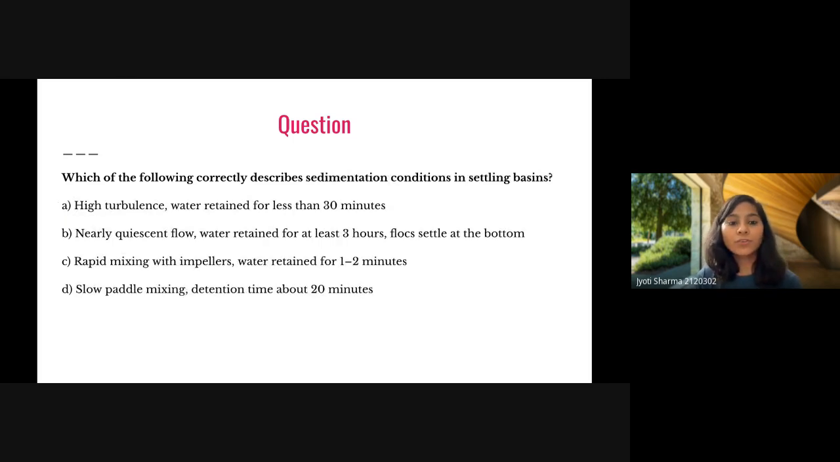Next question: which of the following correctly describes sedimentation conditions? We talked about coagulation and flocculation. The next step will be sedimentation. So you have to tell me what correctly describes a sedimentation condition in a settling basin. We have four options here: A, high turbulence, water retained for less than 30 minutes; B, nearly quiescent flow, water retained for at least 3 hours, flocks settle at the bottom; C, rapid mixing with impellers, water retained for 1 to 2 minutes; D, slow paddle mixing, retention time about 20 minutes.